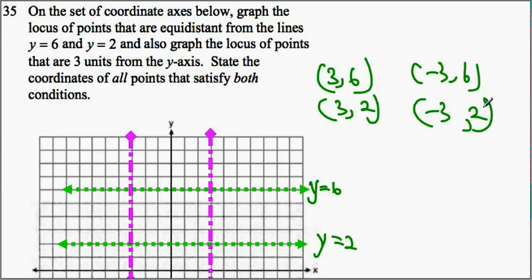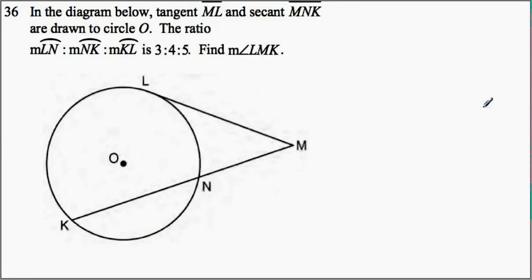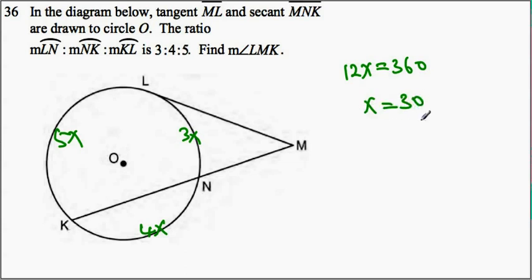Alright, let us move on to the next. Here we have LN seems to be 3x, and then NK, which will be 4x, and then KL becomes 5x. Now here we have total 12x must be equal to 360 degrees, so therefore x becomes 30 degrees.